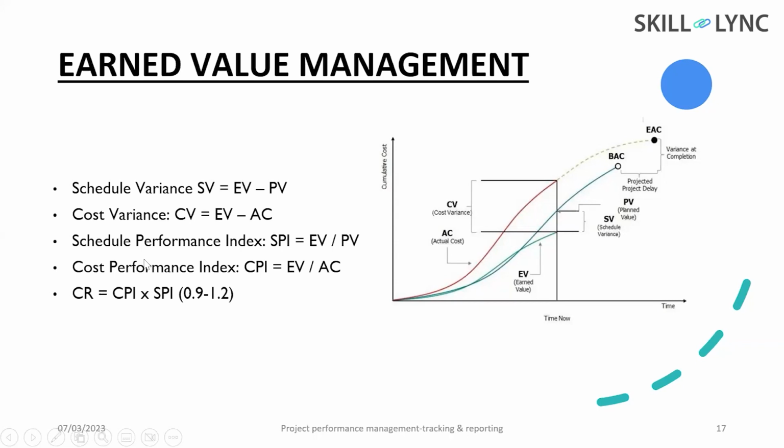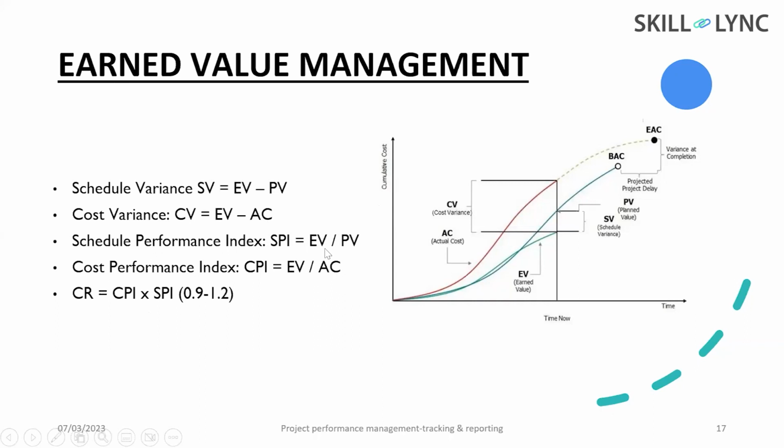Then next are 2 other parameters that will give you the performance indicators. That is schedule performance index and cost performance index. For that, we have 2 equations. SPI, or schedule performance index, is the ratio between earned value and planned value, and cost performance index is the ratio between earned value and actual cost.